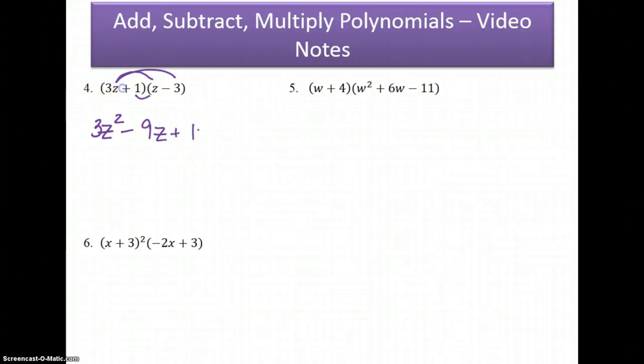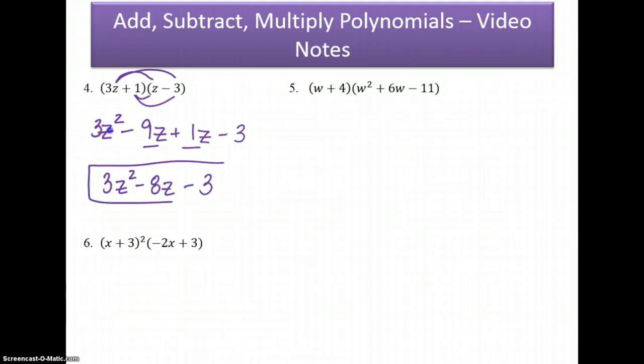Plus 1 times z is 1z. Plus 1 times negative 3 is minus 3. We find our like terms here. So we get 3z squared minus 8z minus 3. And that's all we're doing, multiplying it all out.